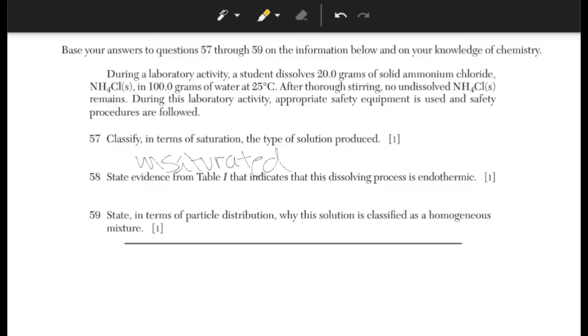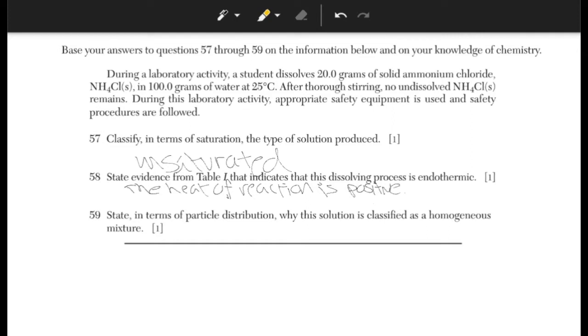State evidence from Table 1 that indicates that this dissolving process is endothermic. An endothermic reaction absorbs heat. This means that on Table 1, the heat will be a positive number, not a negative number. If you look 5 rows up from the bottom of Table 1, when ammonium chloride is dissolved in water, a positive amount of heat is released, symbolizing that this is an endothermic reaction.